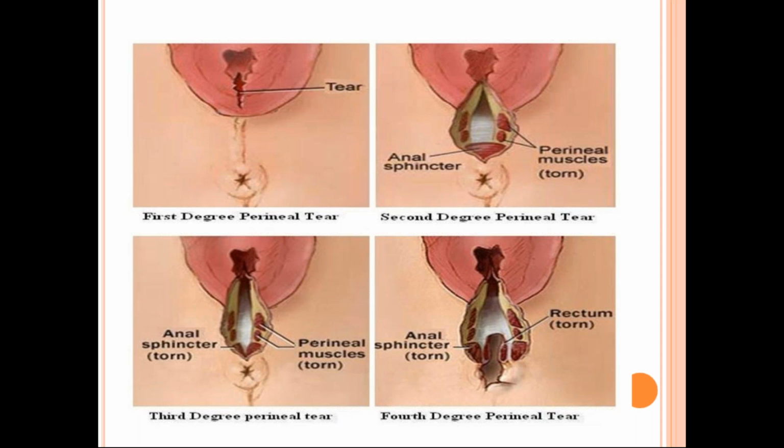In the same way, the mucosa is closed, then the anal sphincter is closed and approximated, the perineal muscle is approximated, and then the vaginal mucosa and the perineum. So it is a reconstruction of the perineal body. Perineal repair is nothing but reconstruction of the perineum. Though it is not 100%, to some degree you can restore the perineum.